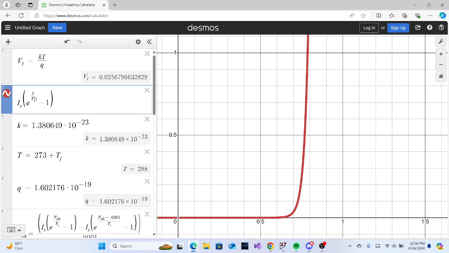And then VT is something called thermal voltage, and it's generally about 26 millivolts if the PN junction is at room temperature. So that's the actual temperature of the transistor device. VT is equal to kT over q. The reason I created this variable for it is I wanted to be able to slide the temperature around and see what effect that has on VT.